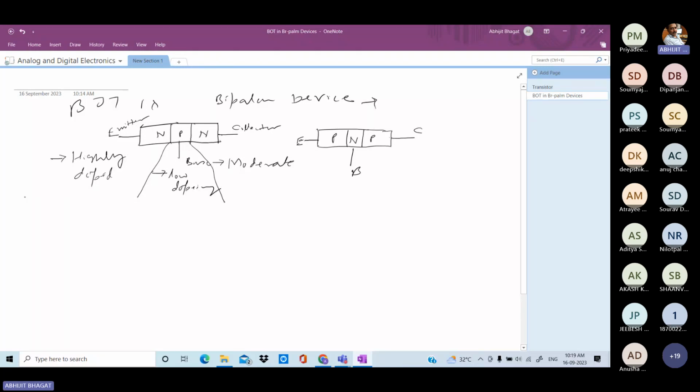Now next is the area occupied by all the regions. Here the emitter region, its area or width, is moderate in size. Moderate in size means its area is greater than the base region, but less than the collector region. So it is the moderate area.